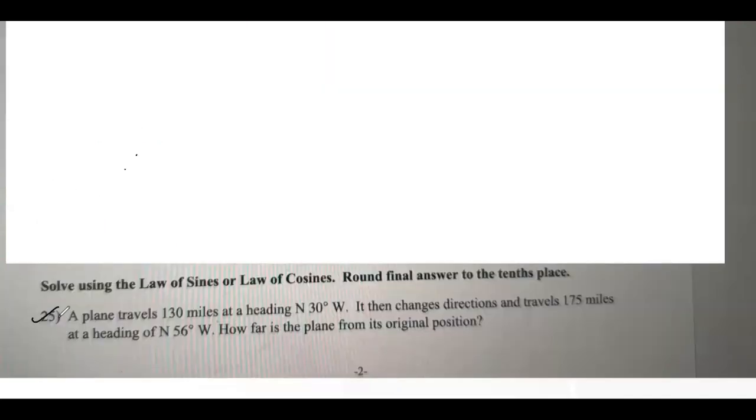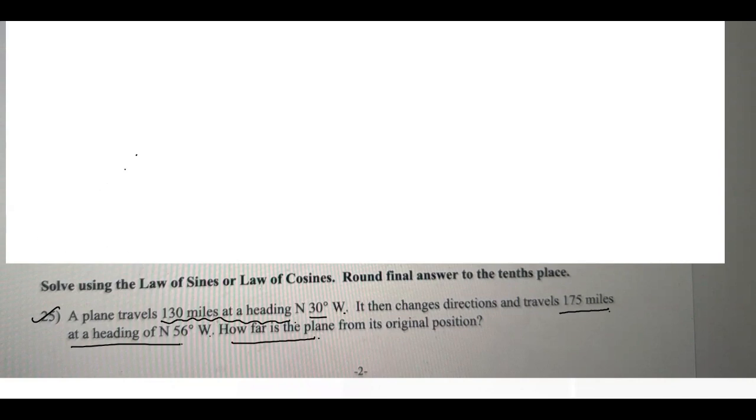Here is a question on vectors. The plane travels 130 miles heading north to west 30 degrees. Then it changes its direction and travels 175 miles at a heading of north to west 56 degrees. How far is the plane from the original position? This is the question given to you.